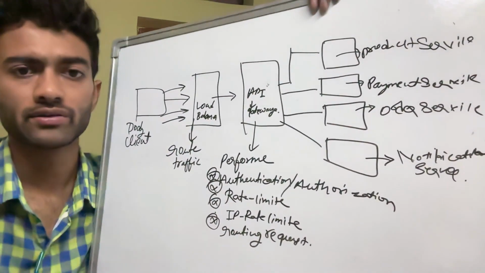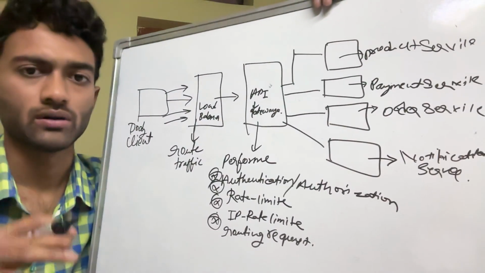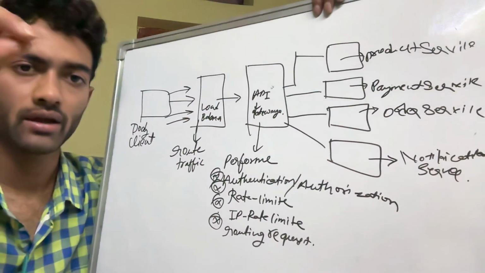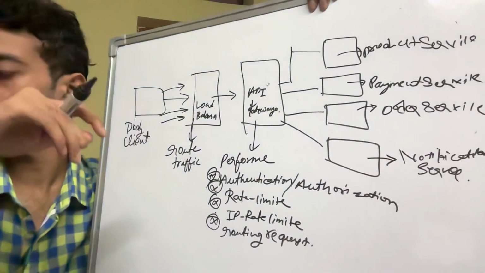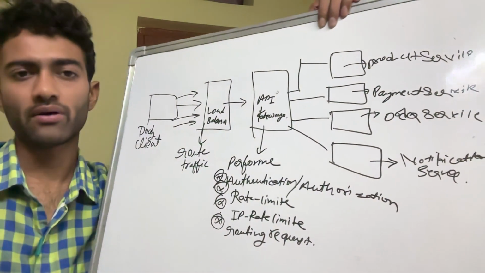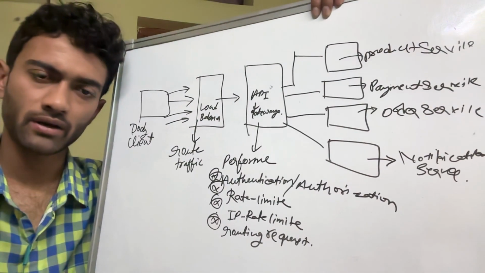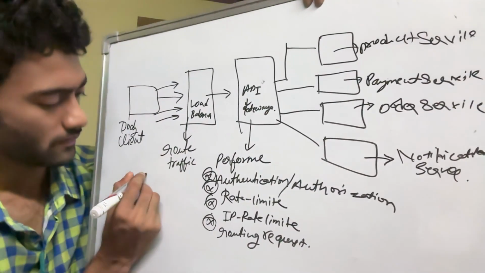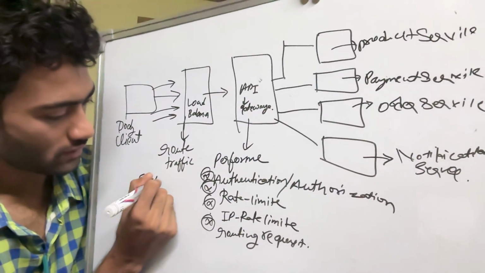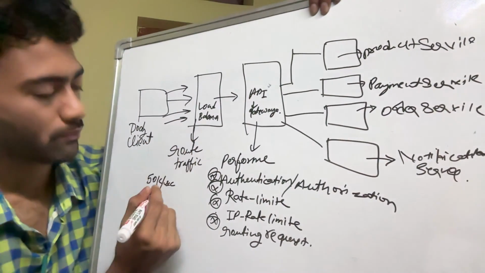So this is the actual use cases of API gateway and the load balancer. And again, we can use a load balancer after the API gateway as well. For example, let's suppose we are getting requests of about 50K in a second.